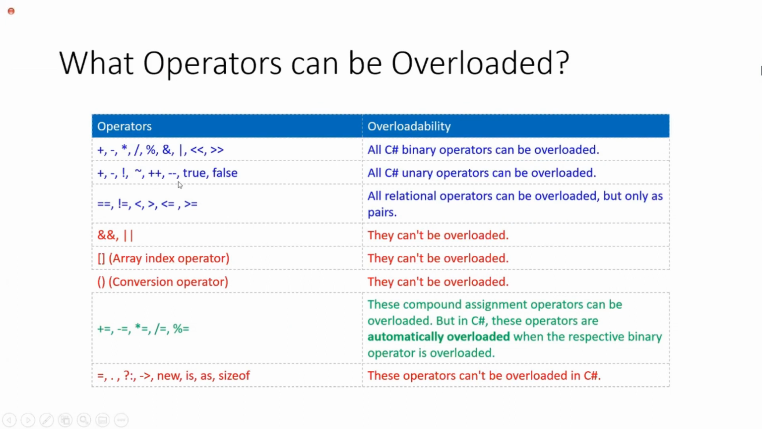Okay, we were talking about how unary operators can be overloaded, and relational operators also can be overloaded, but the AND operators, pipeline mark, or the short-circuited AND and short-circuited OR operators can't be overloaded. Array index operators can't be overloaded. You know what array index operators are, right? When you define a list or an array, the index can be given within these two box brackets. Also conversion operators, these two parentheses, cannot be overloaded.